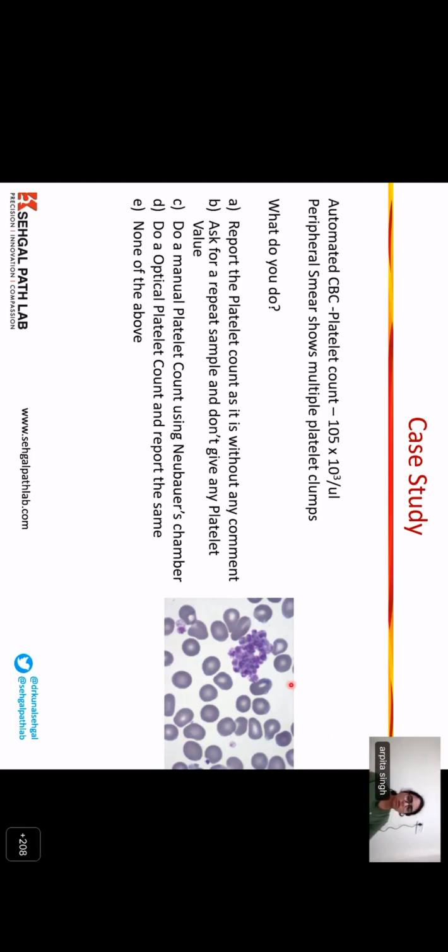Sir, I think the answer should be B, sir. Ask for a repeat sample and don't give any platelet value, and mention the platelet clumps, that there are clumps.